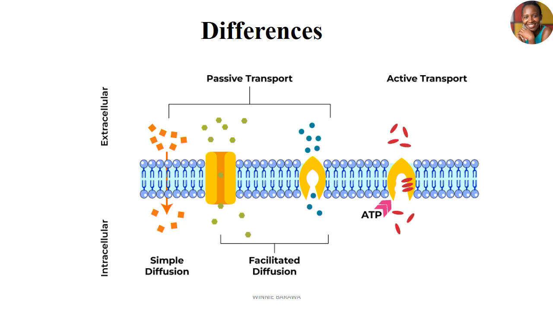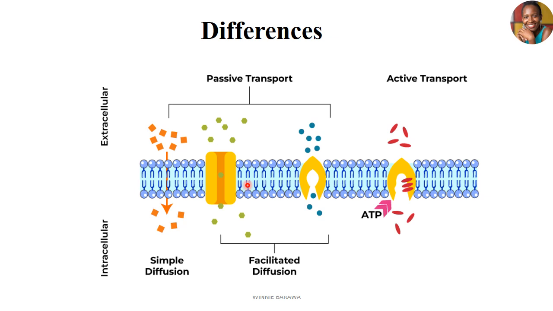So let's look at the differences. We've said transport mechanisms can be passive or active. Active transport is what we've already described: movement from a region of low concentration to high concentration using energy, or against the gradient. So we'll be using energy here. While in passive transport, this is movement of materials without the use of energy.